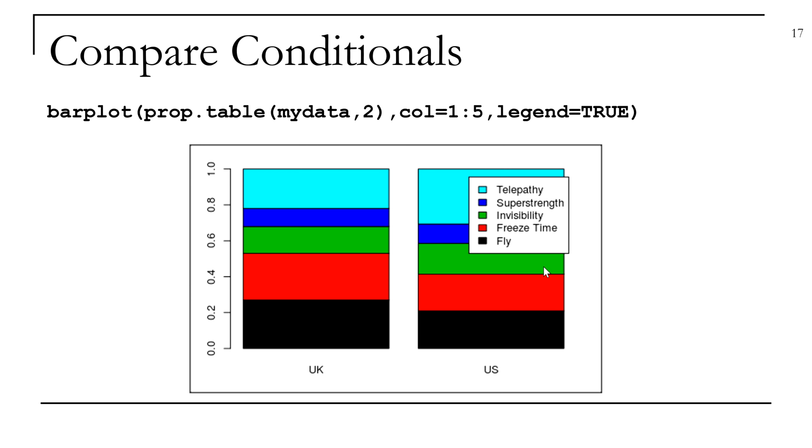And again, you can get the stacked bar plot, which lets us compare the distribution of superpowers in the UK and among the US. And there definitely is a difference. More kids in the UK like freeze time, and more kids in the US like telepathy. I have no explanation for that whatsoever.